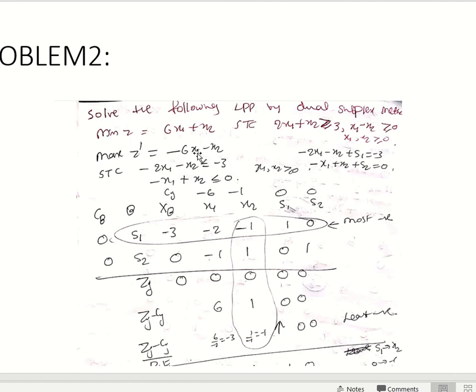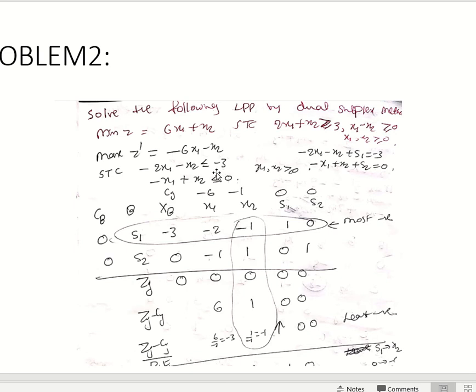Now first write here maximization Z dash equal to minus 6x1 minus x2, and everything you have to change the sign along with the inequalities. So this will become minus 2x1 minus x2 less than or equal to minus 3, and then minus x1 plus x2 less than or equal to 0.